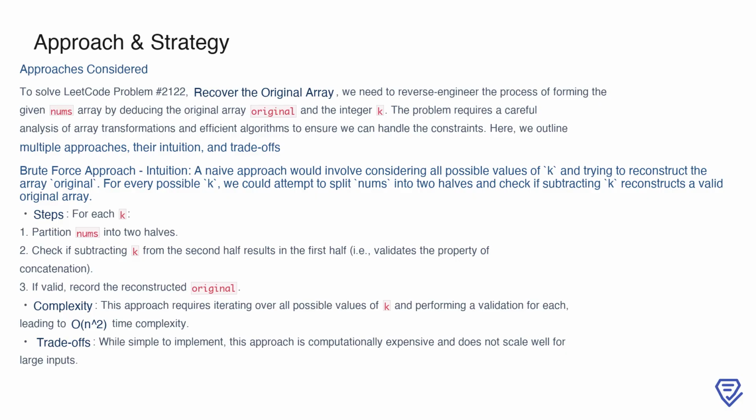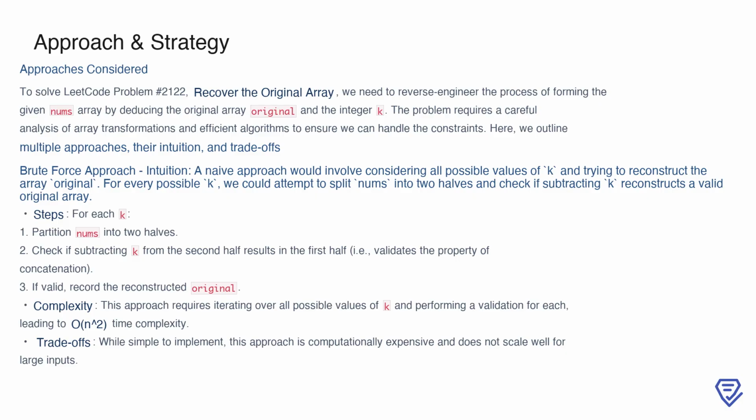One approach we can consider is the brute force method. Here, the intuition is to iterate over all possible values of k and attempt to reconstruct the array original by splitting nums into two halves. For each value of k, we check if subtracting k from the second half of nums produces the first half. If this validation holds true, we've found a valid k and can extract original.